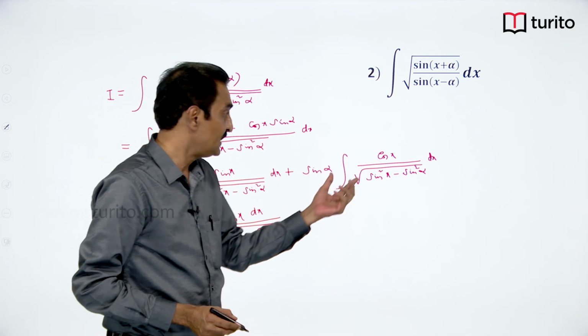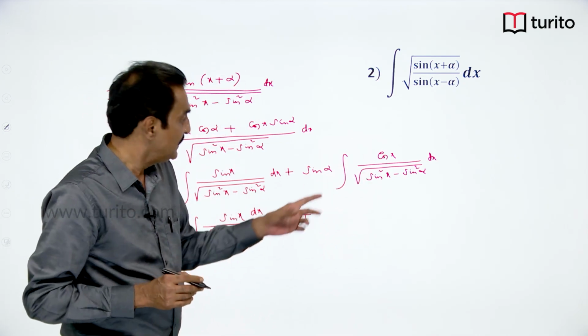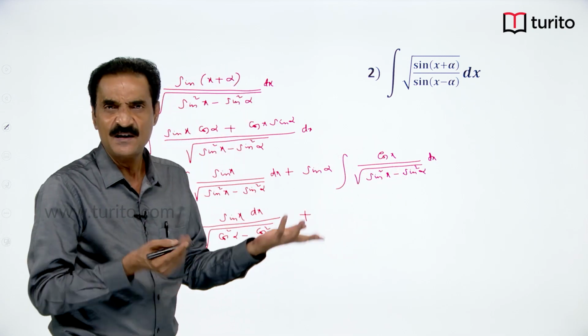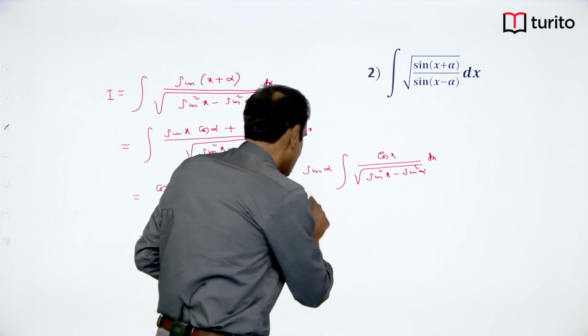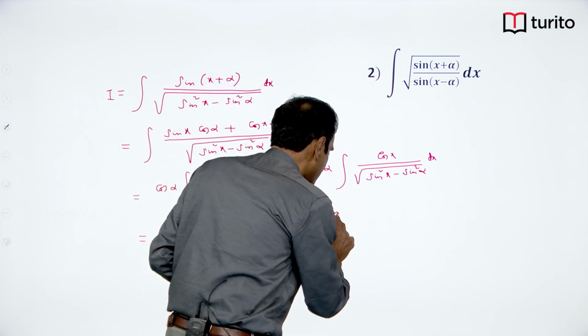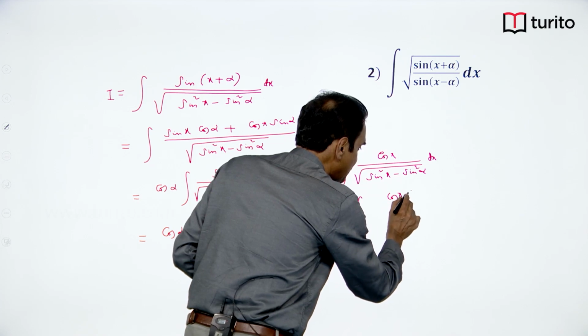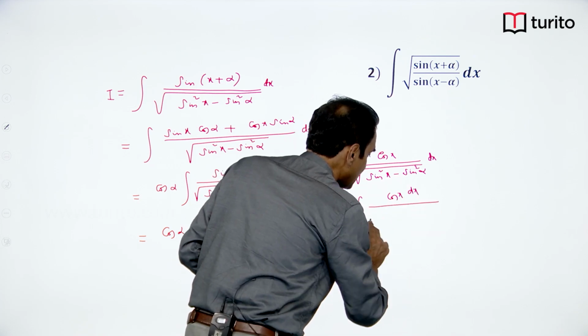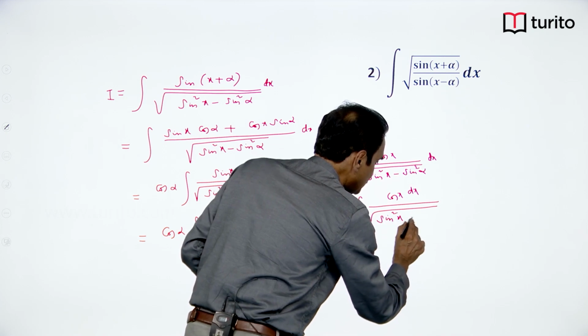in the second integral, numerator is cos x, it is the derivative of sin x, and denominator is in terms of sin x, sin alpha is constant. So, no need to change anything, write it as it is. Sin alpha into cos x dx by root over sin square x minus sin square alpha.